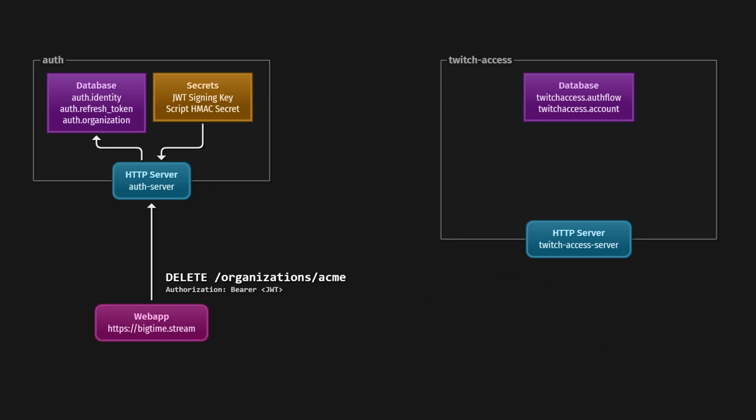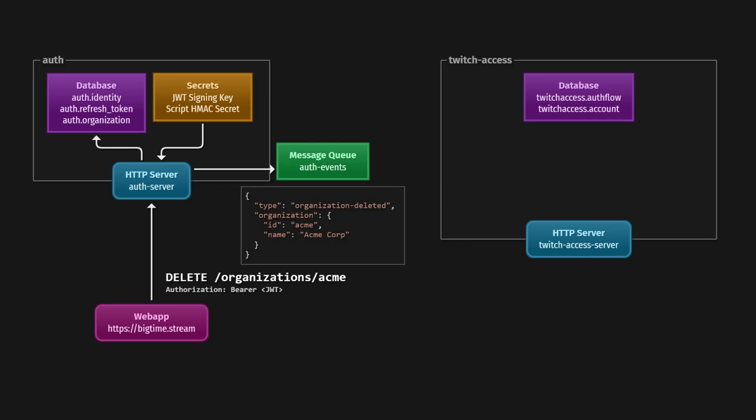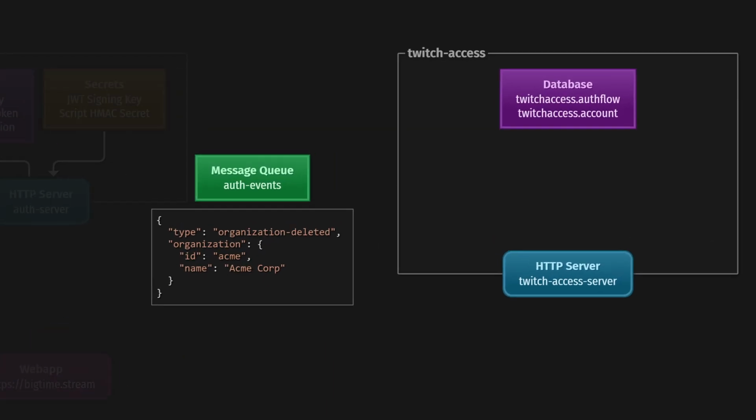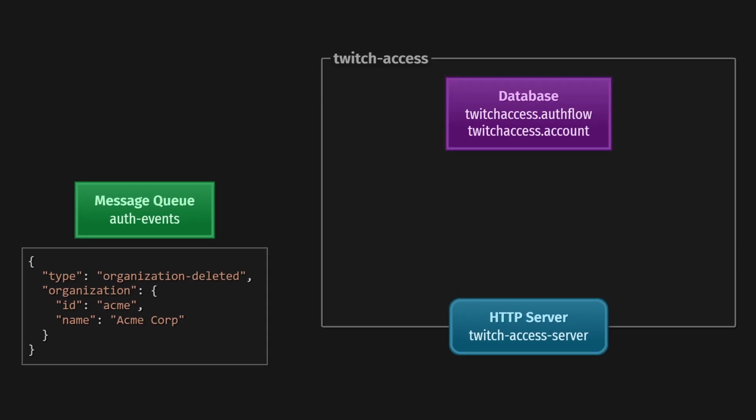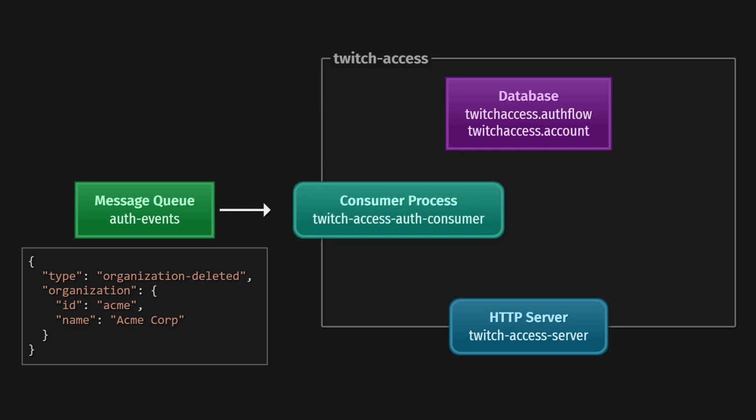So instead, we use message queues to handle situations where different services need to act in a coordinated way. Once the auth server deletes its data for an organization, it can produce an organization deleted event. This lets all interested parties know that the organization no longer exists, but the auth service doesn't have to care who's listening for this message or what they do in response. As soon as it produces the event, its job is done, and the auth service is no longer in the picture. Within the Twitch Access service, we run a process that simply consumes messages from this queue.